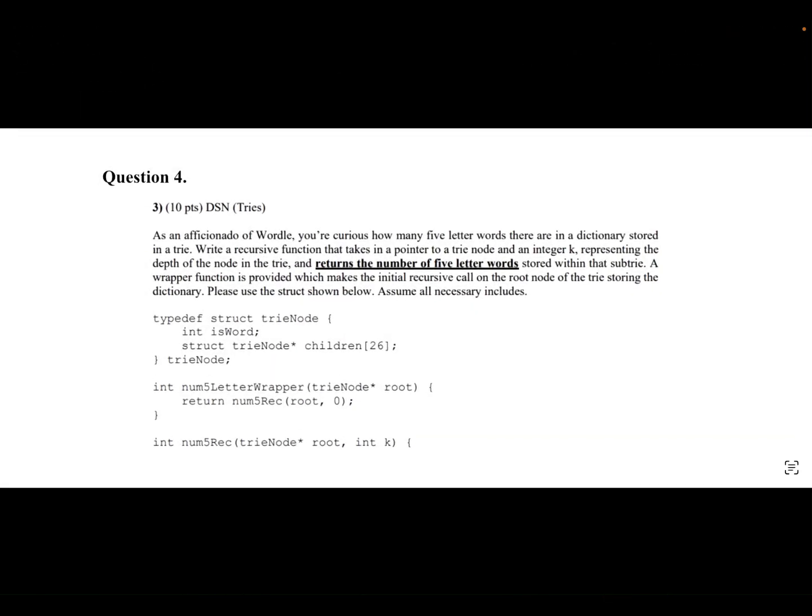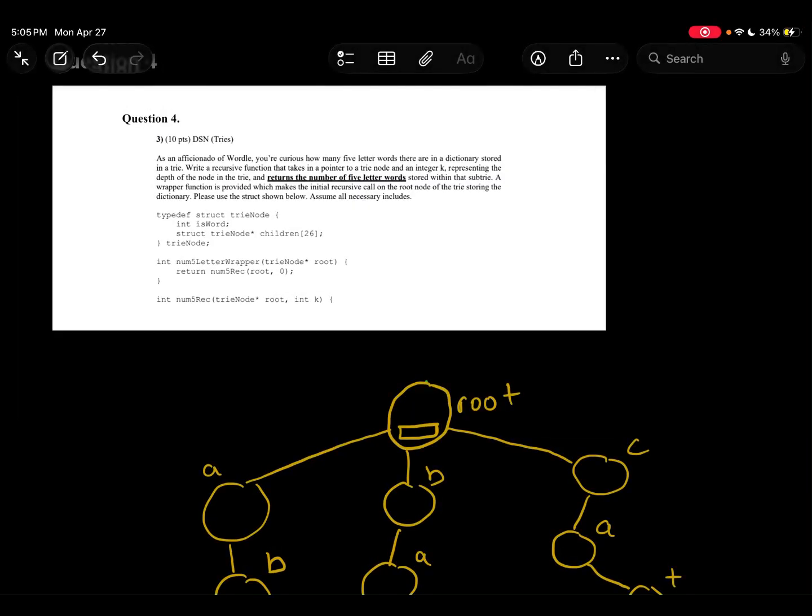All right, so for question number 4, we have a trie question. The idea for this question is pretty straightforward, actually. I would say this is definitely one of the easier questions for tries.